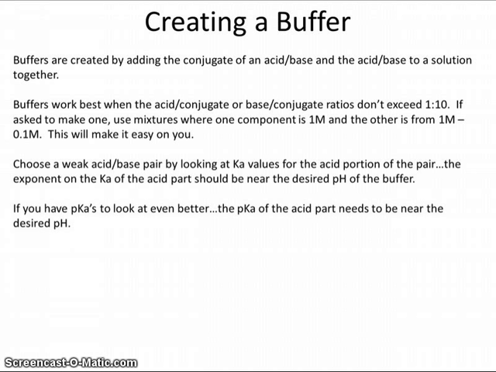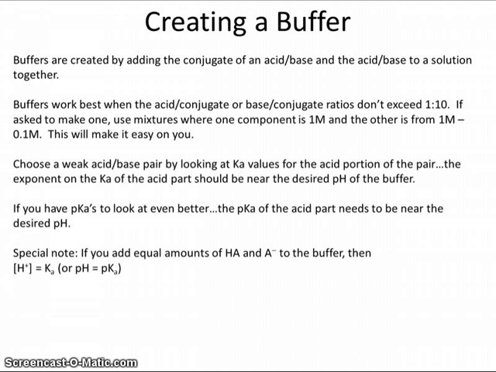Whereas hydrogen sulfate, for example, has a Ka of about 10 to the negative 2. That would not be a good choice to make a pH 5 buffer. If I have pKa's to look at to compare for determining, this is even better. pKa is found in much the same way that pH is. To find pH, you take the negative log of hydrogen ion concentration. Well, to find pKa, you take the negative log of Ka. And so if I have pKa's to look at, then I want to select an acid with a pKa as near as possible to the buffer pH that I want to produce.